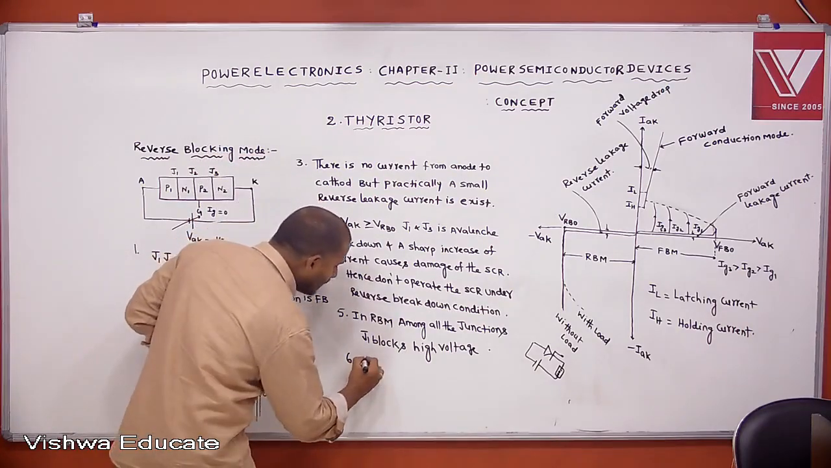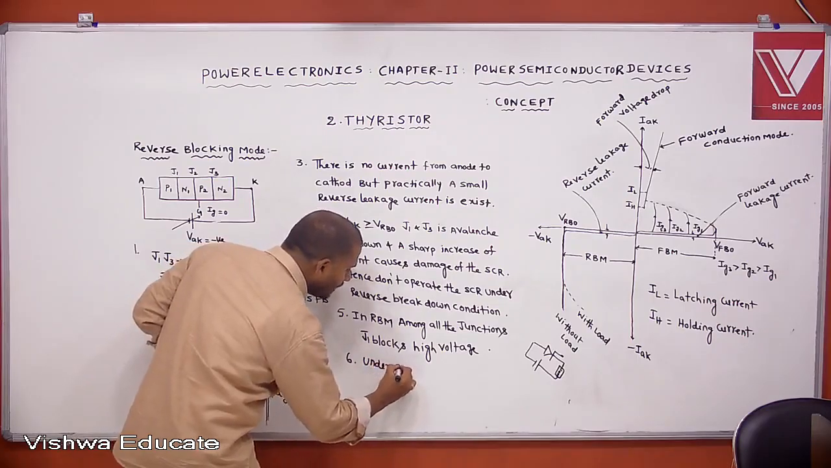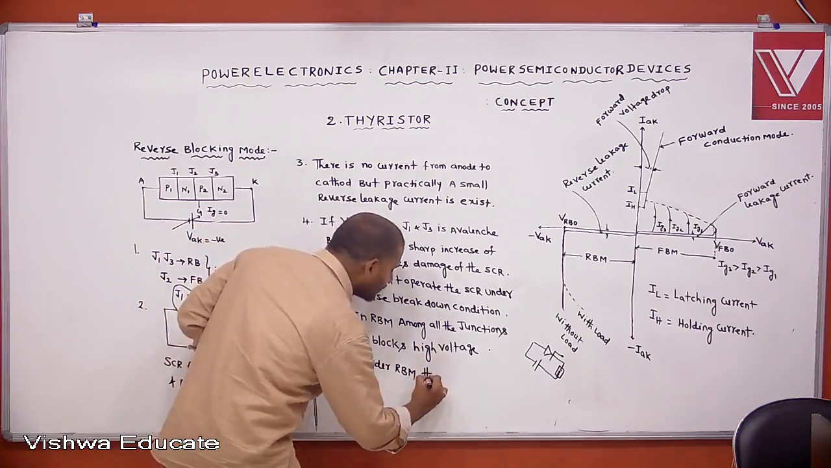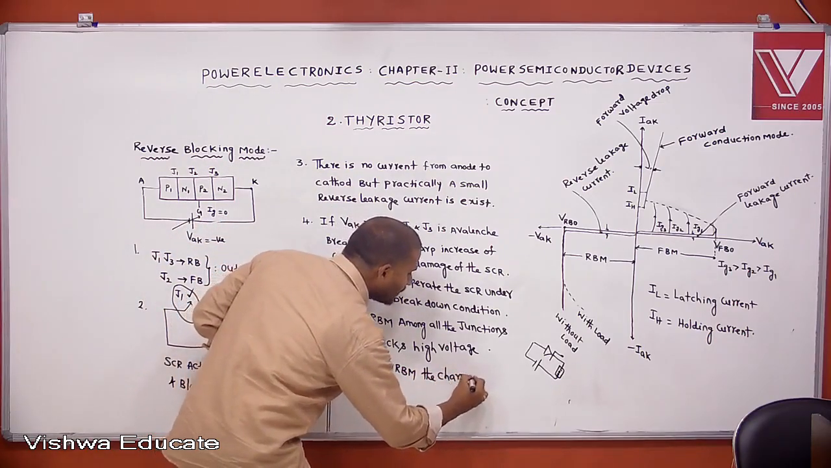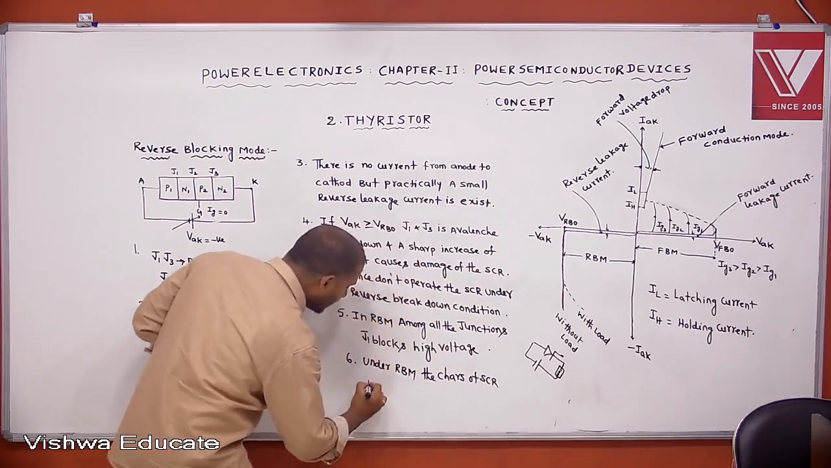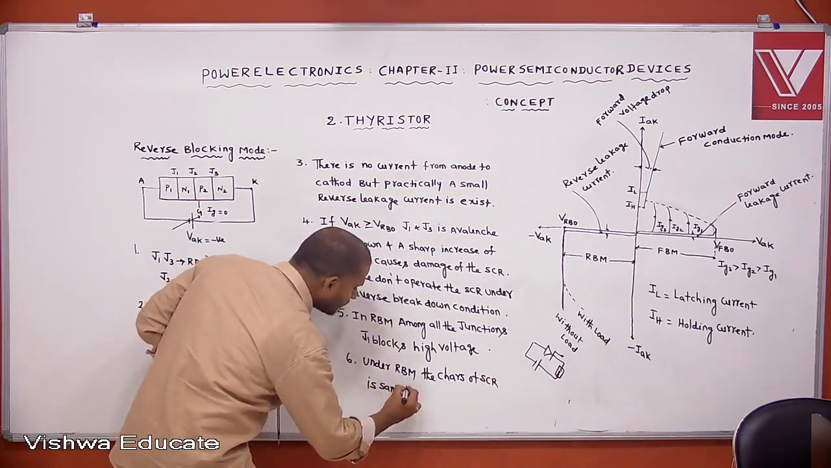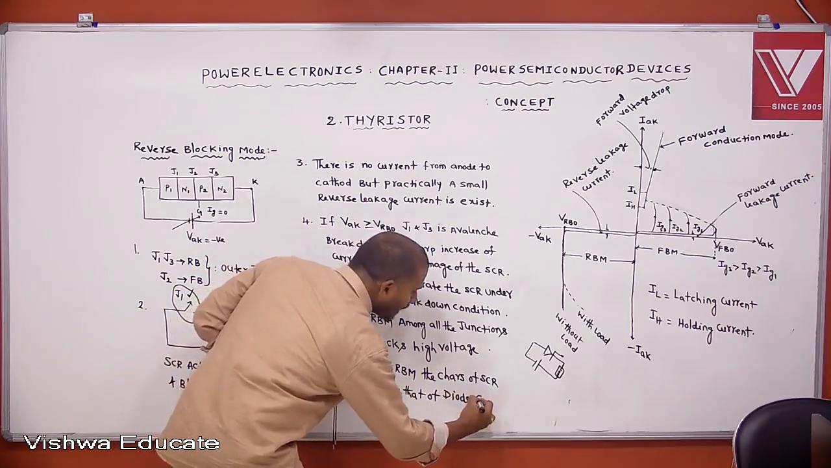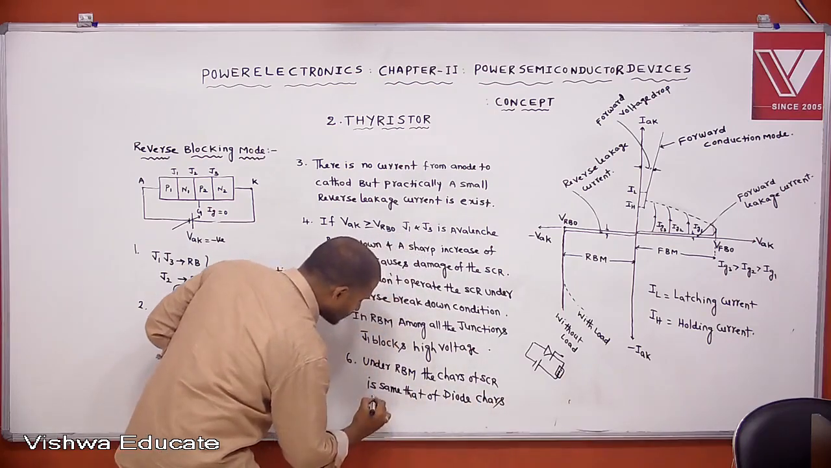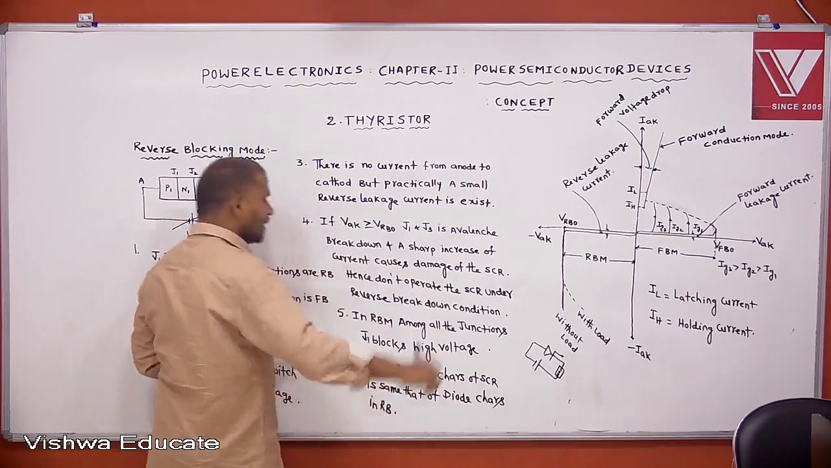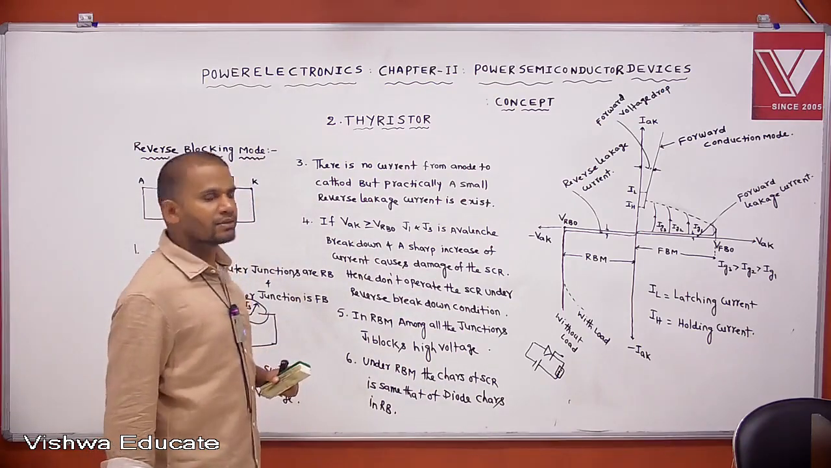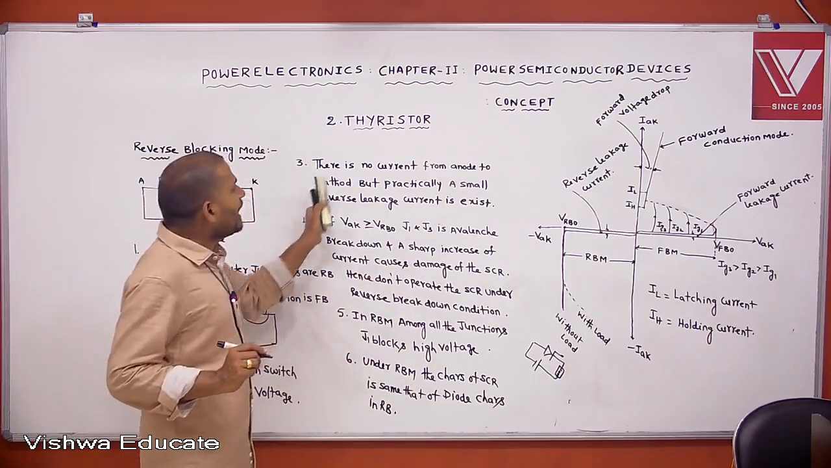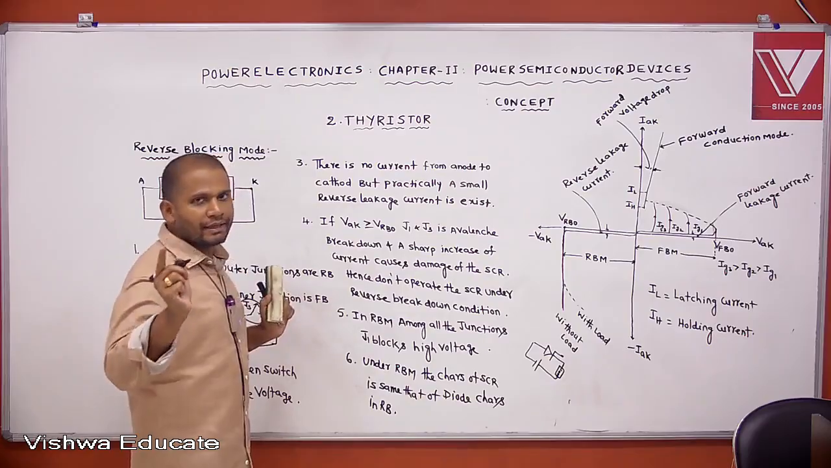That is, under reverse blocking mode, the characteristics of SCR are the same as diode characteristics in reverse bias. This is the sixth observation. All these points I explained without connecting the gate terminal.